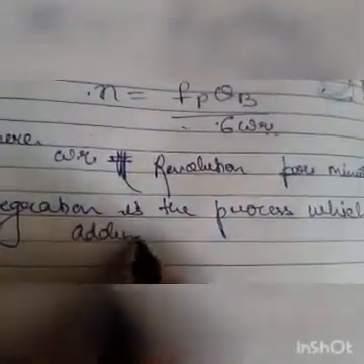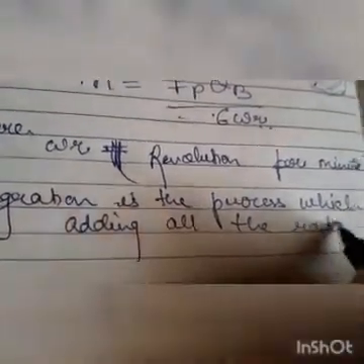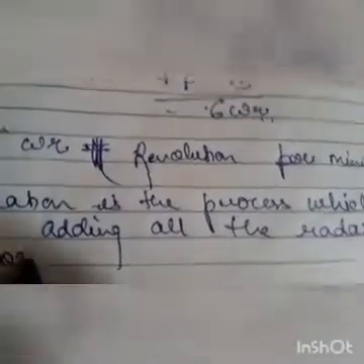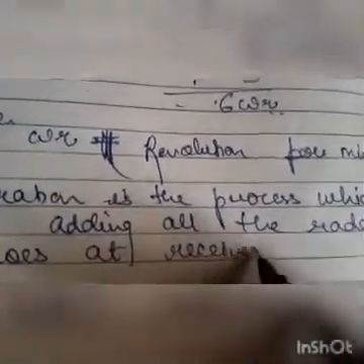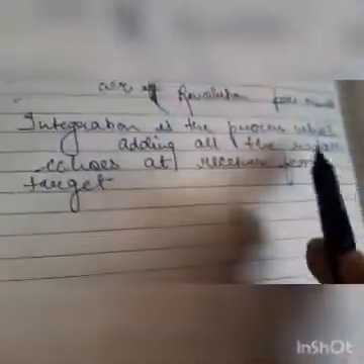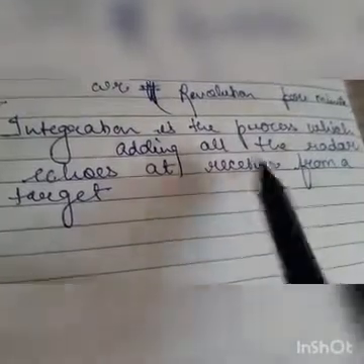Why are we doing integration? Integration of pulses is the process of adding all the radar echoes at the receiver from a target. So it is the process of adding all the radar echoes at the receiver from a target. So it is the integration of the radar pulses.